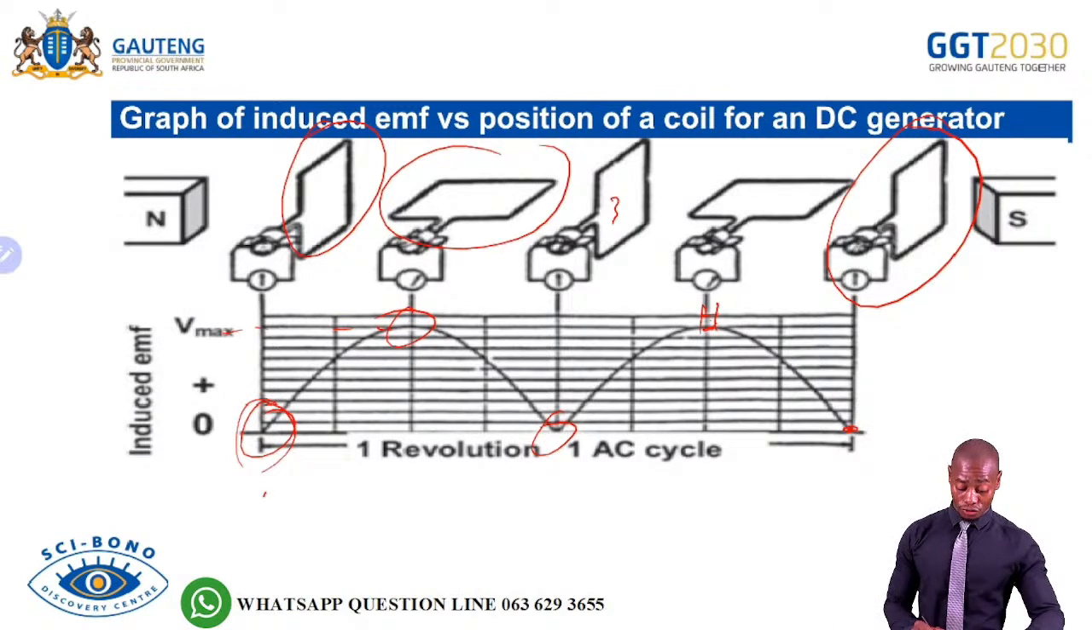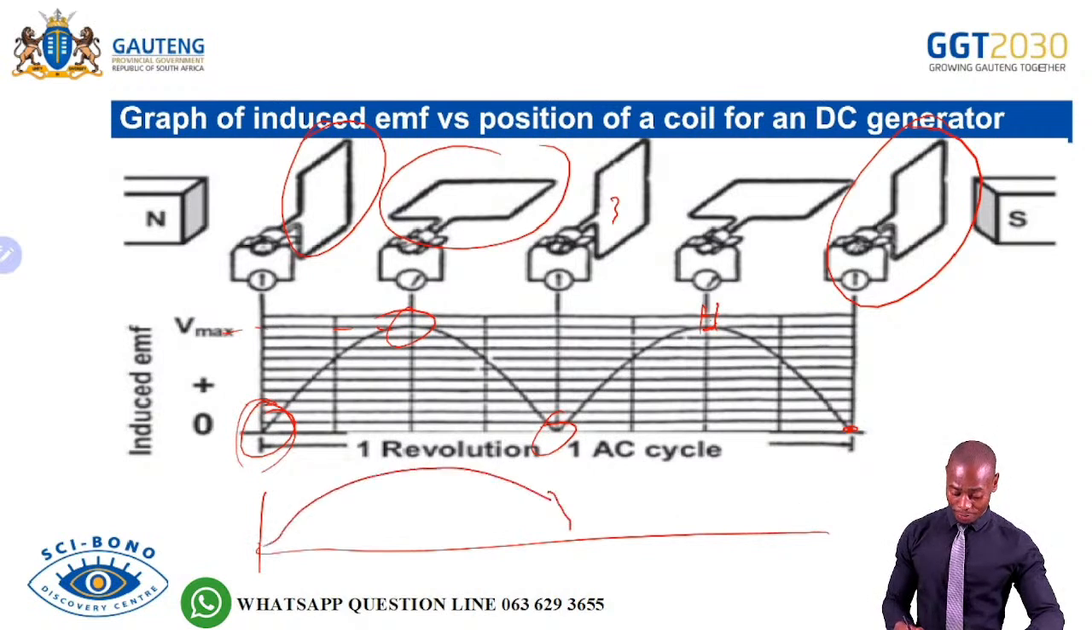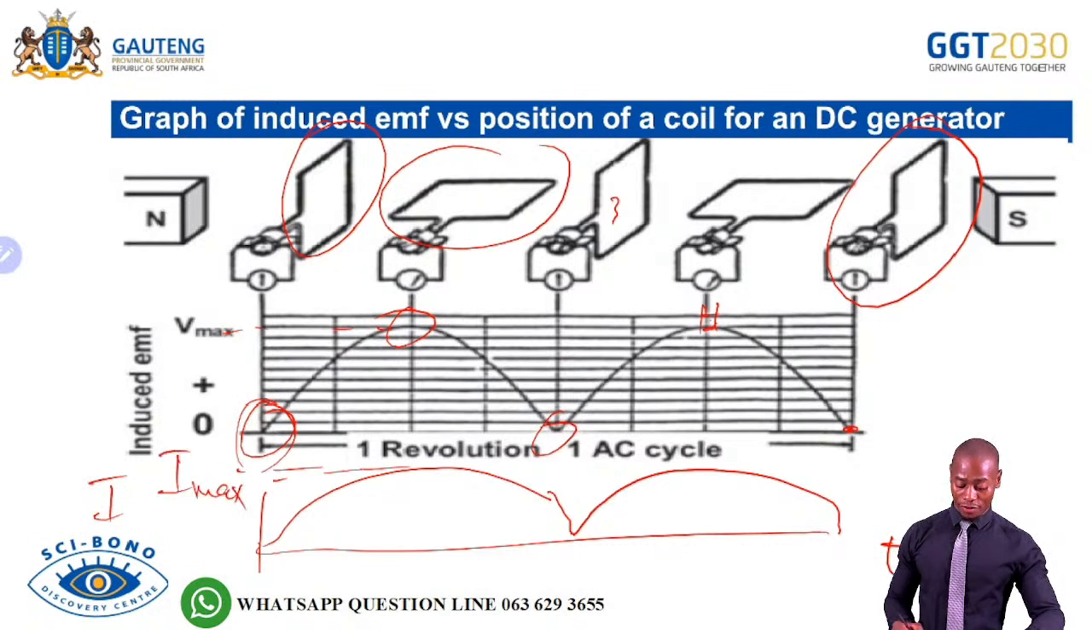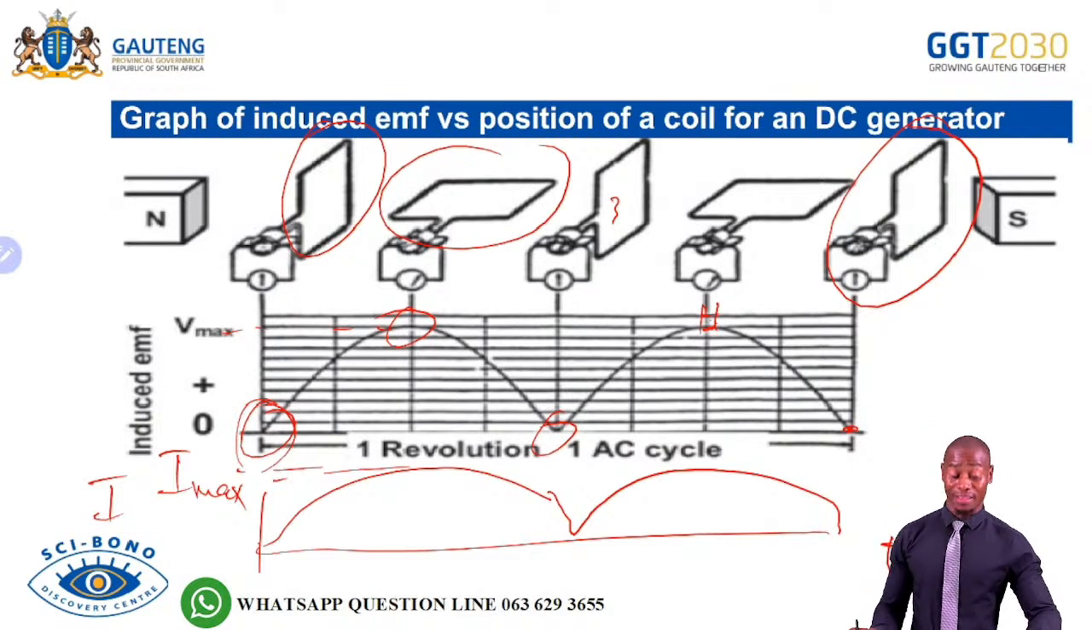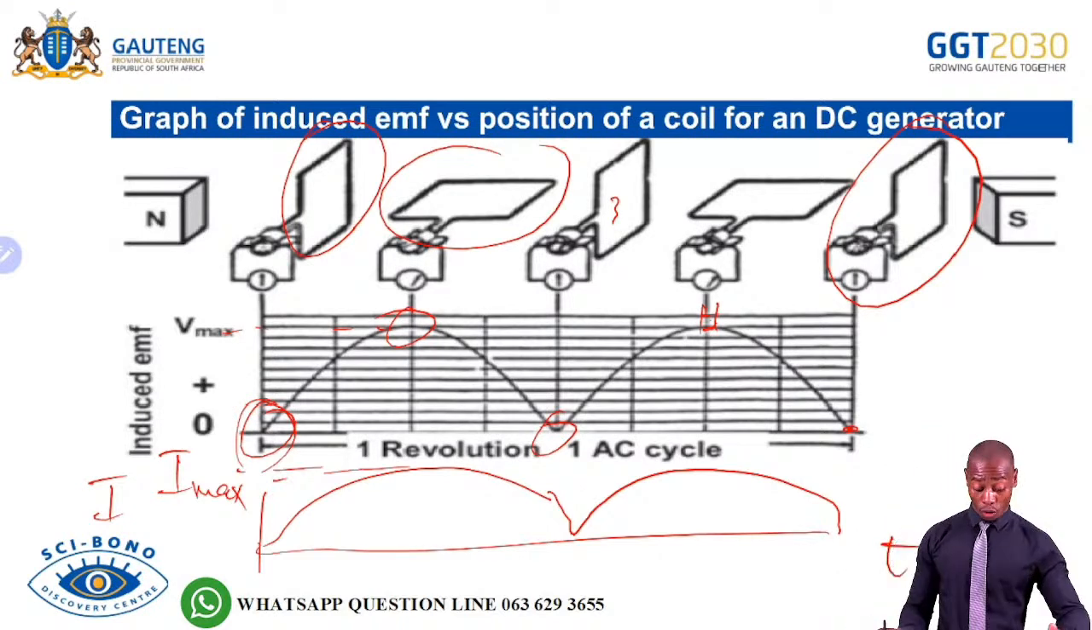Because even if you draw the graph of current versus time, it will be the same shape, but remember there now we are having current versus time. So there we are going to have I max instead of V max. All right, but the shape of the graphs is the same, whether it is EMF versus time or current versus time for a DC generator.